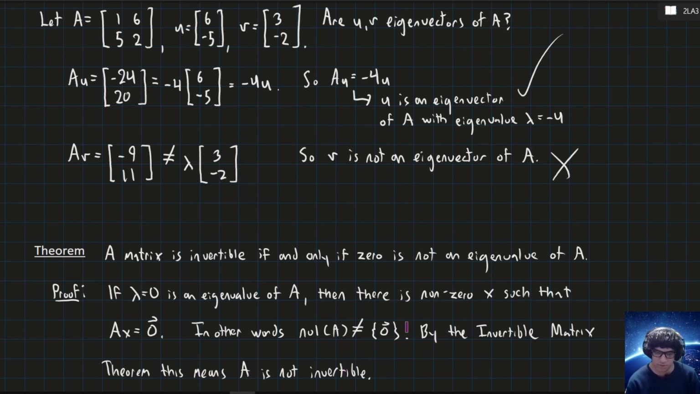So if there's any non-trivial x that kills this, or A times x is 0, that means your null space is not trivial. That means your nullity is greater than 0. And all those things mean you're not invertible by the big invertible matrix theorem.